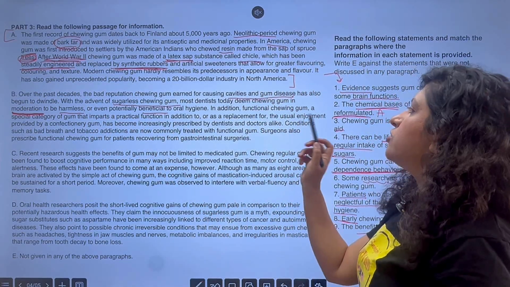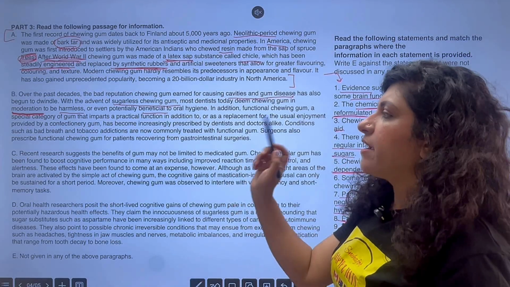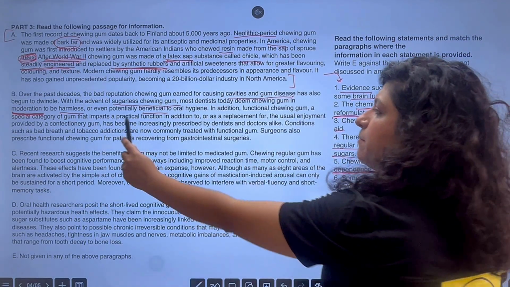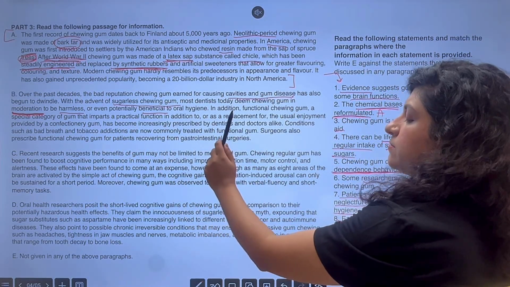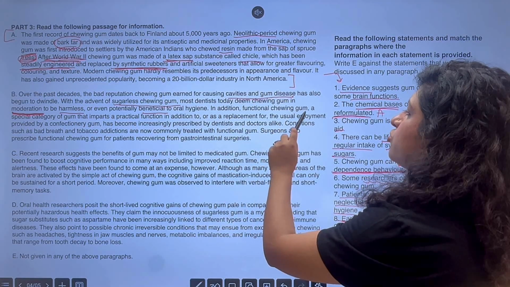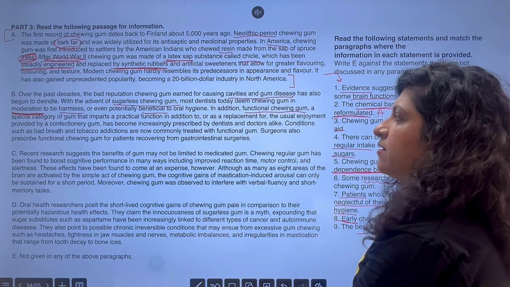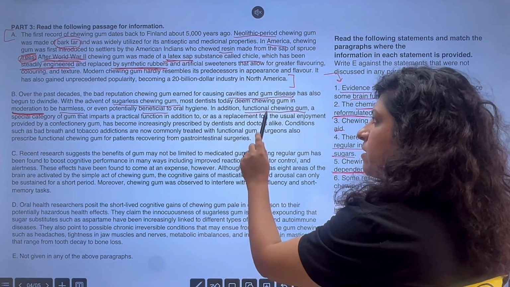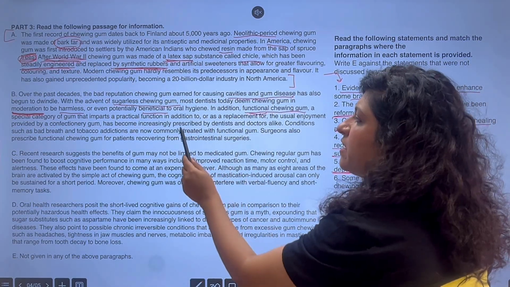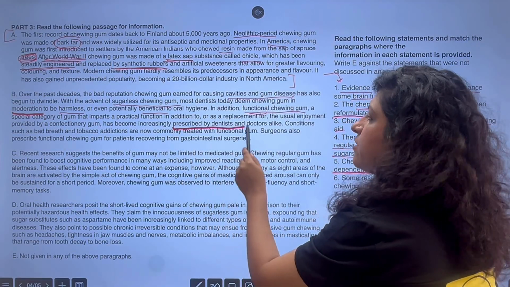In addition, functional chewing gum, a special category of gum which imparts a practical function. Now we are talking about this functional chewing gum. It's a special kind of chewing gum which has a special function. Now this chewing gum, functional chewing gum, it is being prescribed by dentists and doctors today.